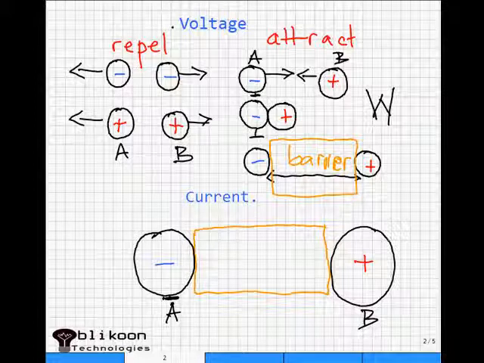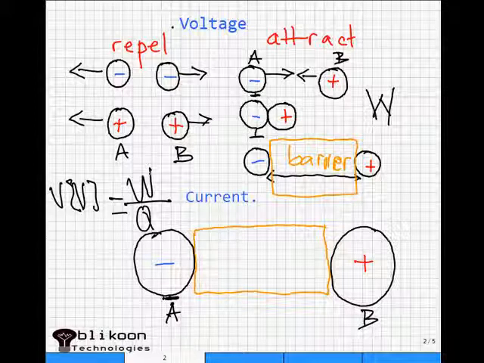Voltage is expressed in volts. Mathematically, voltage equals the amount of work we have done while moving charges apart divided by the number of charges we have moved. Voltage in volts, work in joules, and charges in coulombs.